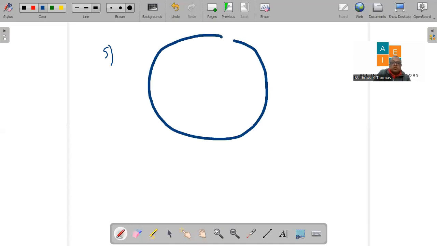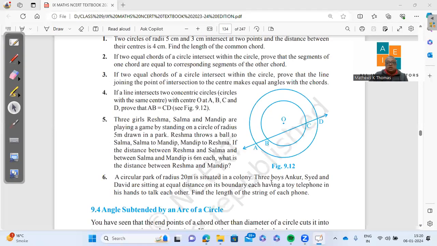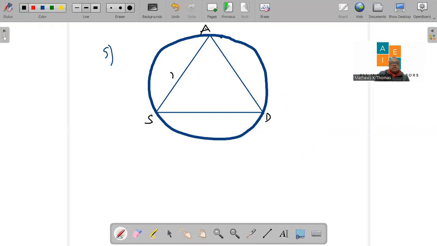So this is the circle, and I'm going to join this, and equally I'm going to get an equilateral triangle, with Ankur, Syed and David sitting on the boundary at equal distances. We have to find out the length of the string. Let us assume the length of the string is x.